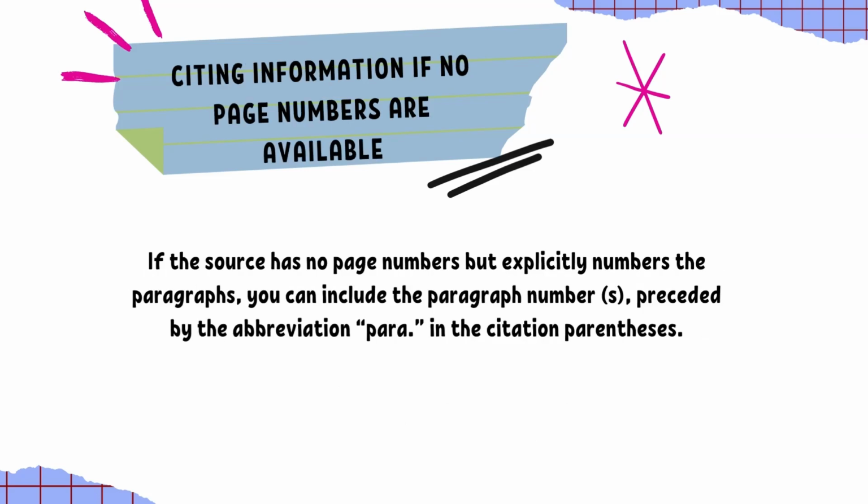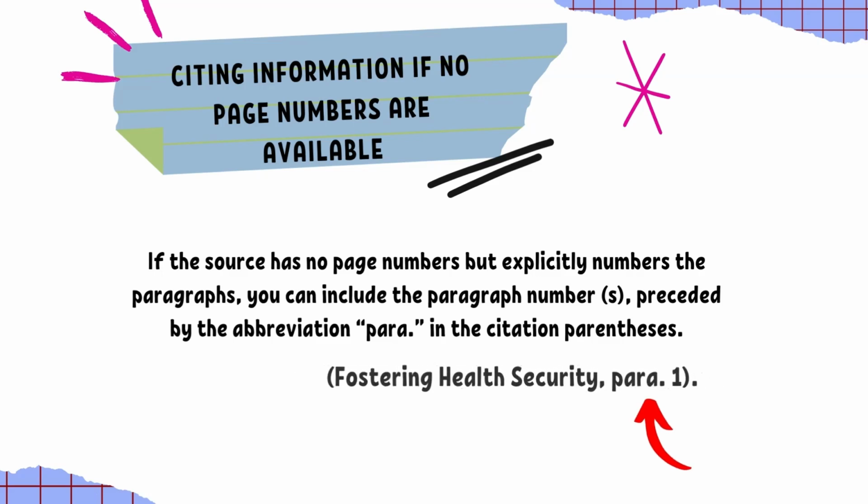Information if no page numbers are available. If the source has no page numbers but explicitly numbers the paragraphs, you can include the paragraph number preceded by the abbreviation para. in the citation parentheses. For example, like that.